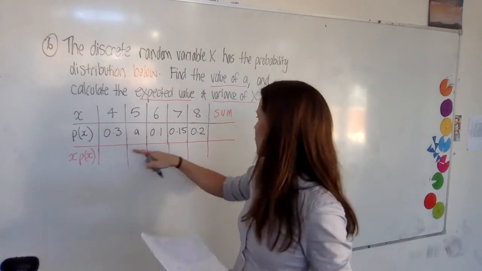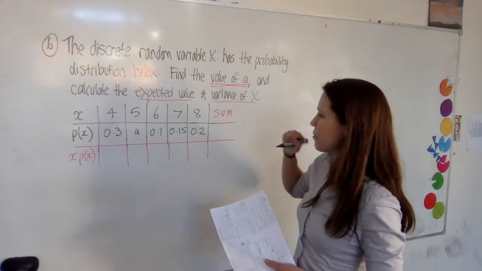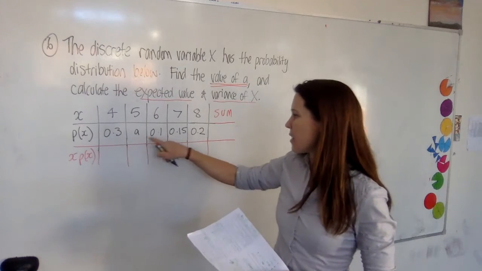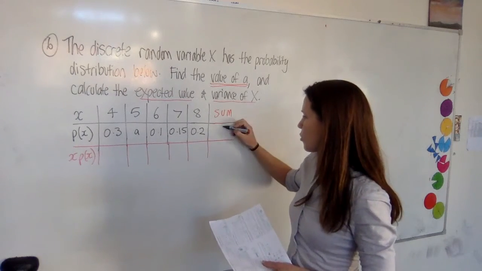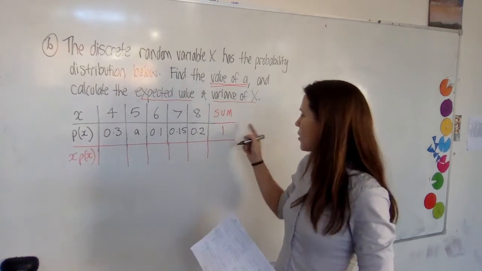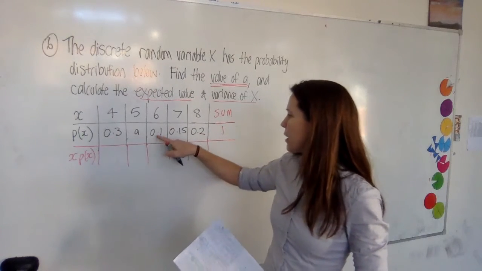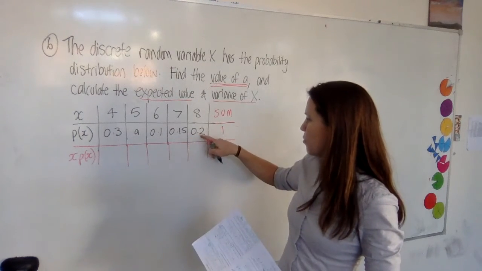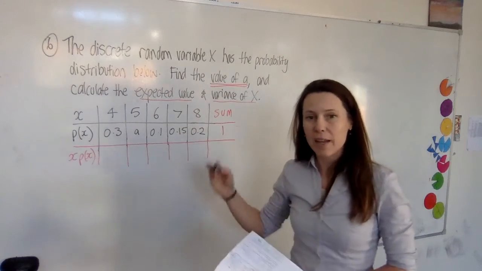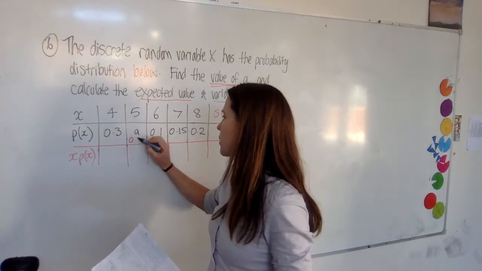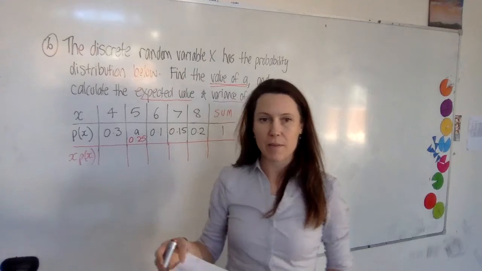Alright, so first step, we need to find the value of a before we go any further. So we need to add these up, and they should always equal 1, remember? So when you do that, you'll find you've got 0.3, 0.1, that's 0.4, 0.5, 0.6, we've got 0.75, and that means that a must be 0.25, and I can write that in there.